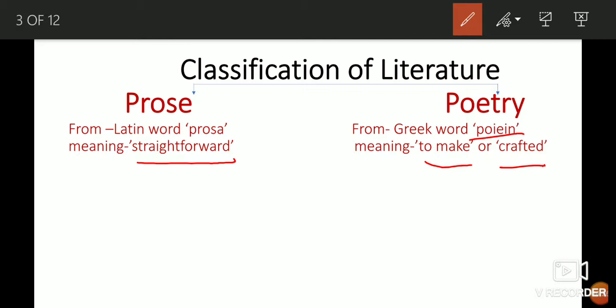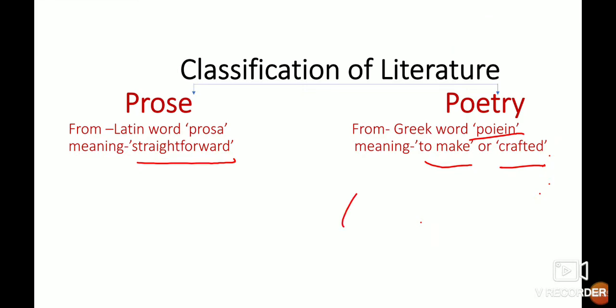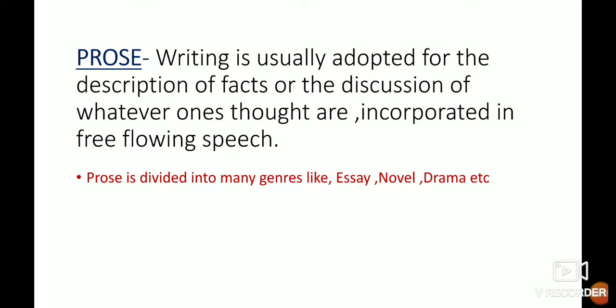So now we move towards the definition of these two. What's the definition of prose? The definition of prose is writing usually adopted for description of facts or the discussion of whatever one's thoughts are, incorporated in free flow speech. Okay, means किसी तथ्य या वार्तालाप को ज्यों का त्यों सरल भाषा में लिपिबद्ध करना या बोलना। मीन्स प्रोज इज द ऑर्डिनरी फॉर्म ऑफ राइटिंग और स्पोकन लैंग्वेज.